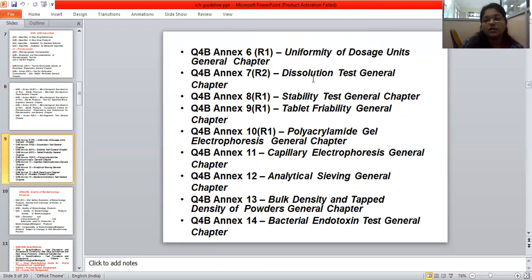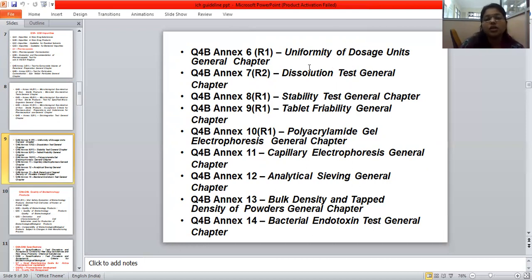How we go for the different dissolution media, how to prepare that dissolution media, how to perform their calculations, how to maintain the sink volume. So what are the specifications for that particular dissolution test apparatus? Each and every description is given in the dissolution test chapter.